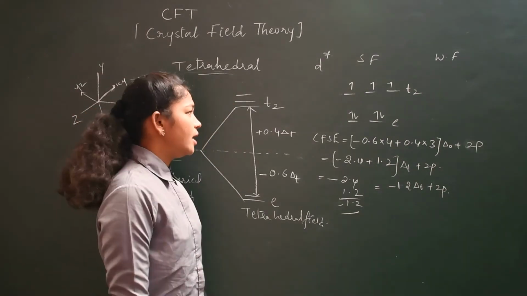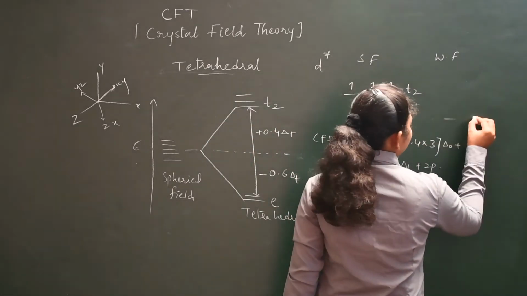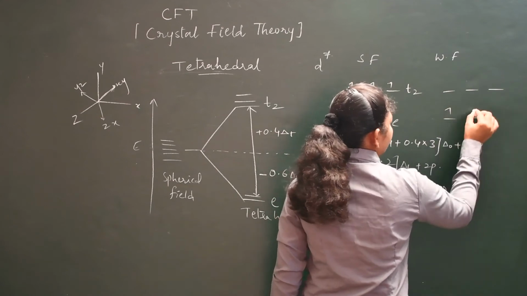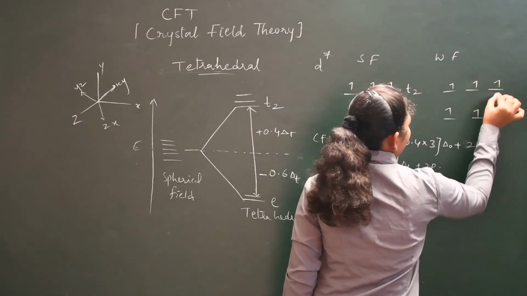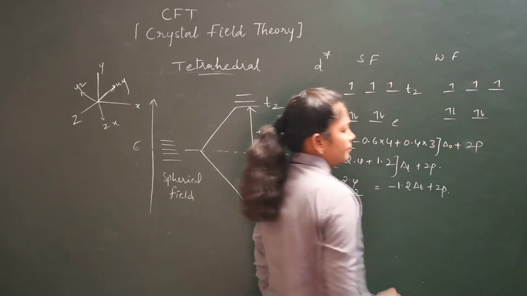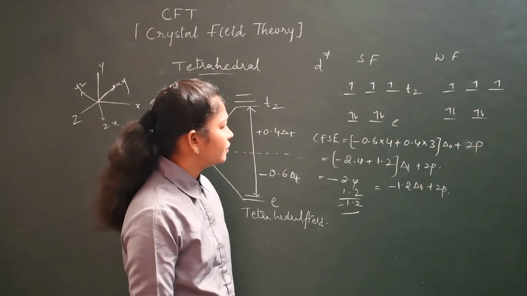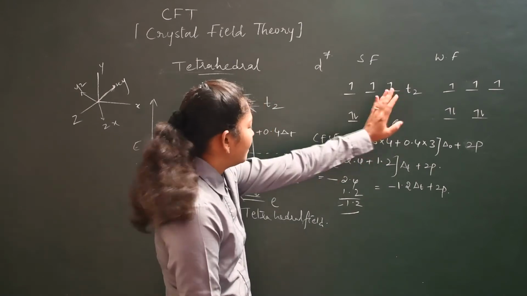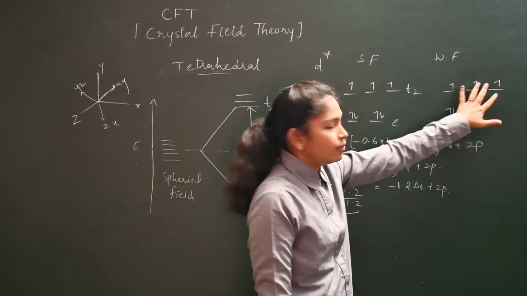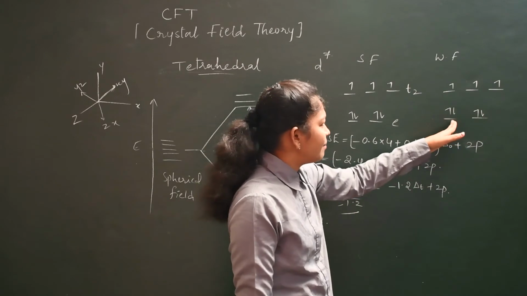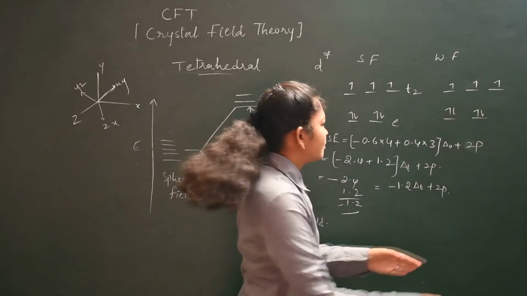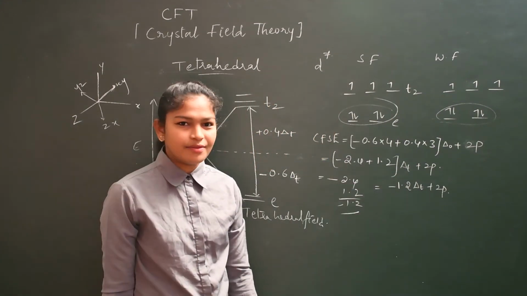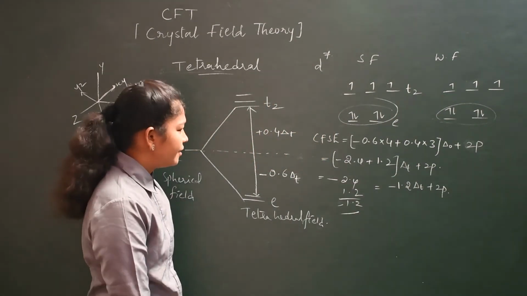If it is for weak field, how are you going to fill? First you fill one electron only, then you have to pair up: 1, 2, 3, 4, 5, 6, 7. The same thing happened here. See, first we kept one electron only in all of these, then we paired up. So the same thing comes here. d7 is the same for strong field and weak field.